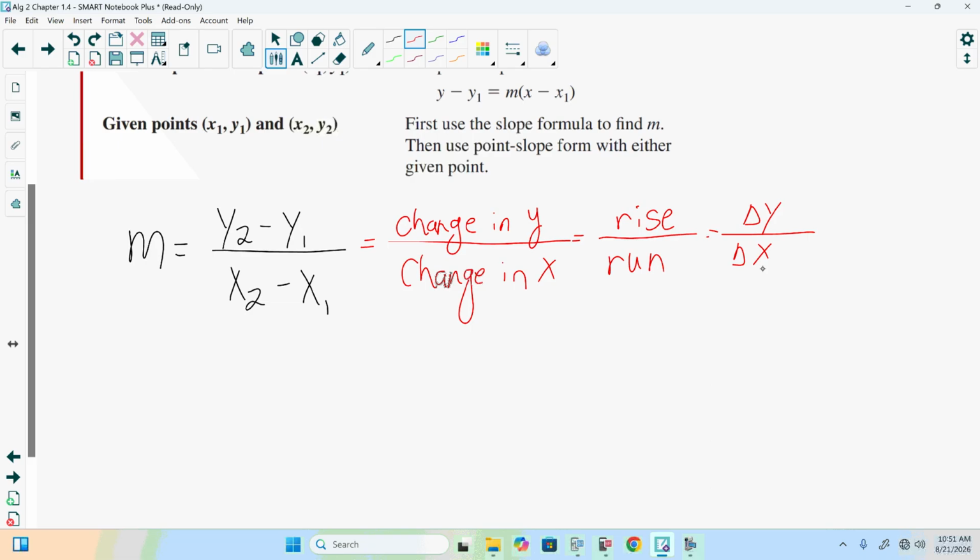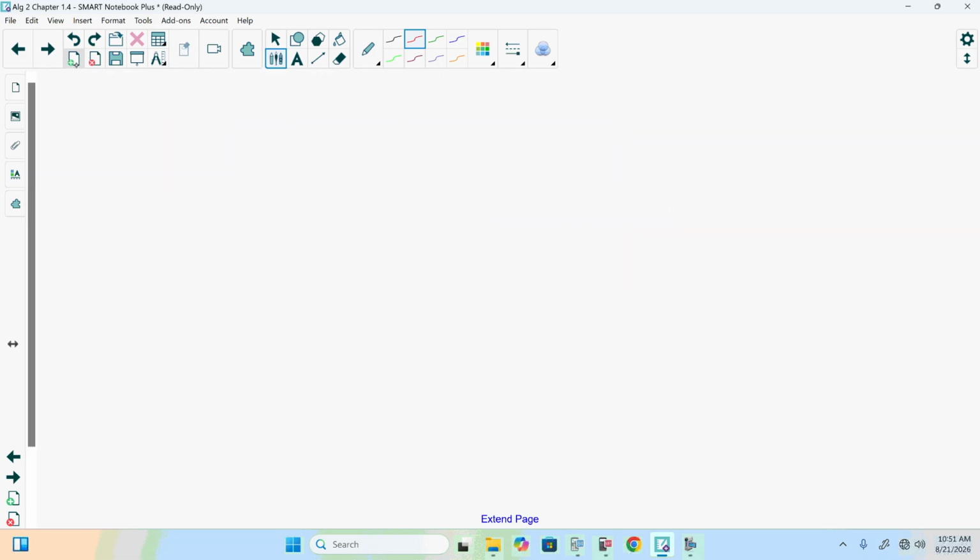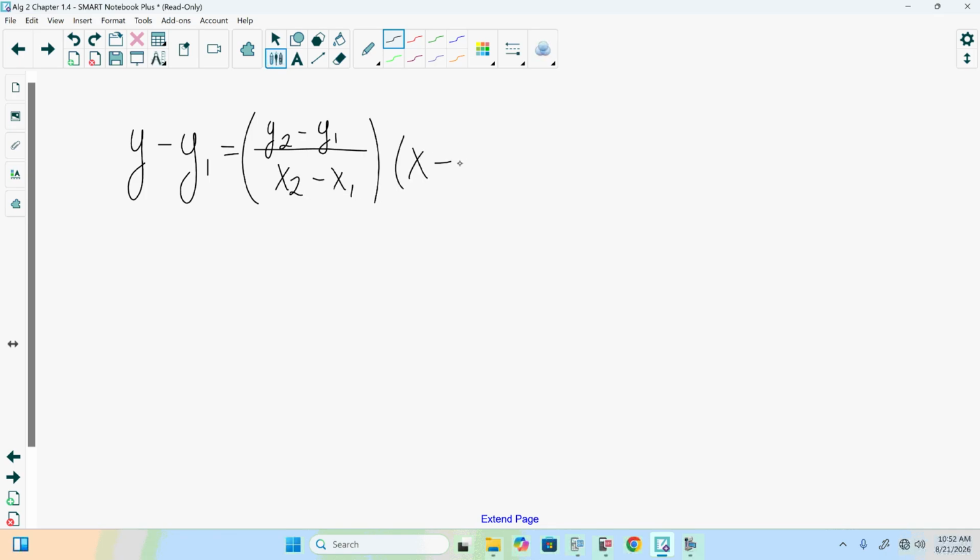Questions on anything we've talked about so far? Now, yes, there is a formula called 2-point form. I would not write this down. This is point-slope form, but instead of writing m, I put the equation for slope. It is the exact same thing.